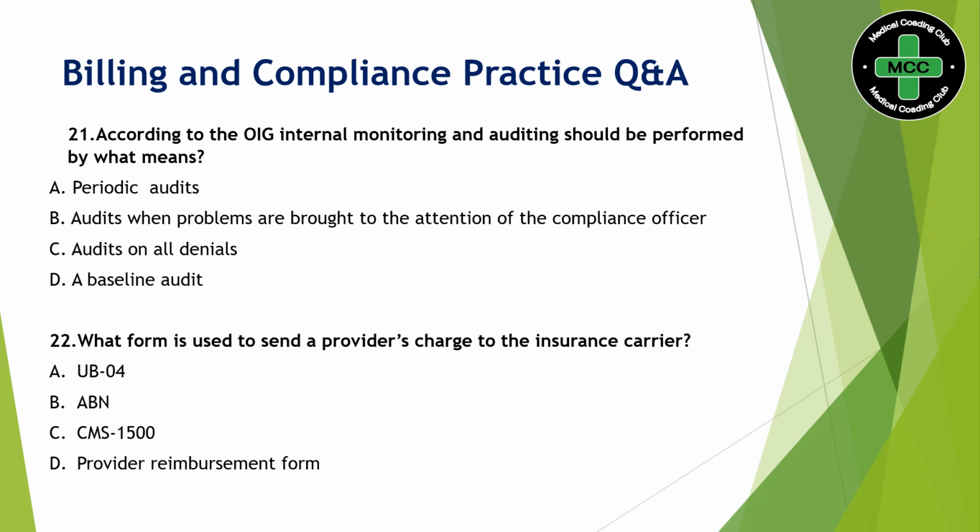Next question, according to the OIG, internal monitoring and auditing should be performed by what means? Earlier I already told you what OIG will do. This Office of Inspector General will be monitoring and overseeing all the coding things. So auditing should be performed by what means? The answer is periodic audits. This audit should be done at least every 3 months in a year. So the answer is periodic audits.